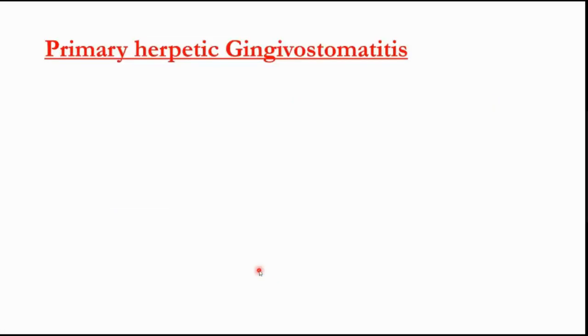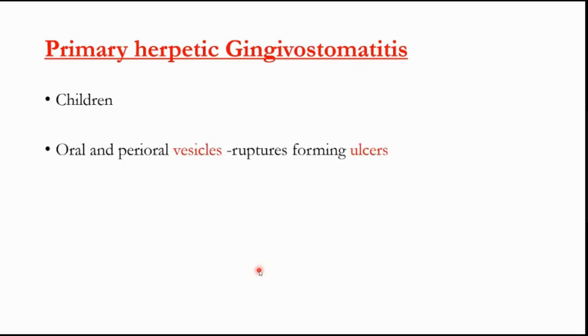So let's look at the lesions itself. Primary herpetic gingivostomatitis is very common in children, especially the preschool children. It is very contagious. If one child gets it, then the whole class and the whole school gets it. It is that contagious, and it is characterized by vesicles.